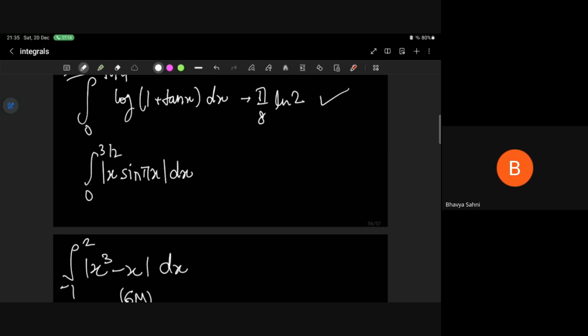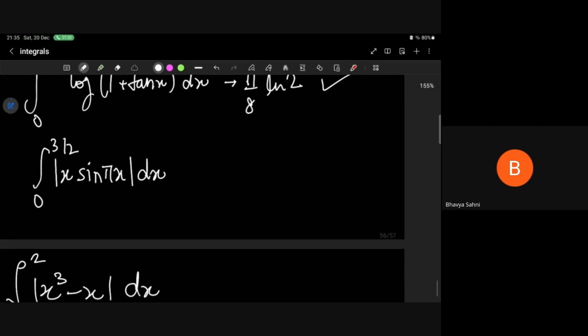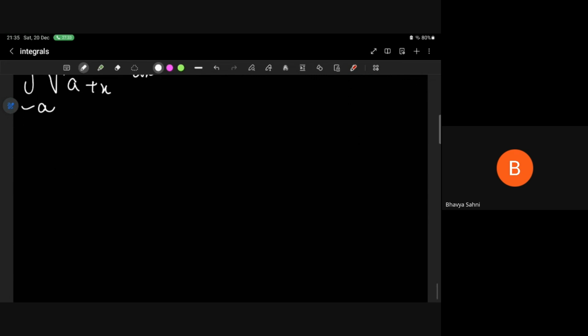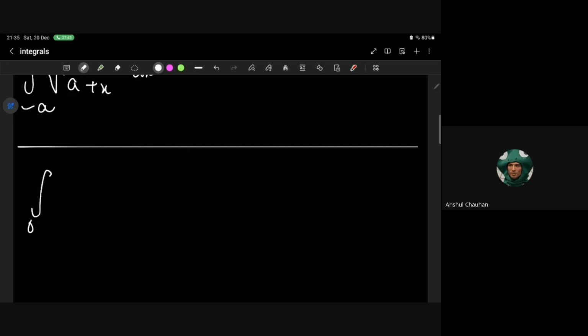What are you trying to do in the second one? I tried to separate it like 0 to 1, plus the limits 1 to 3 by 2. Okay, so let's do the second one then. What is the second question? Can you please tell me once? 0 to 3 by 2, x sine pi x dx. There is a mod, right? Yeah.